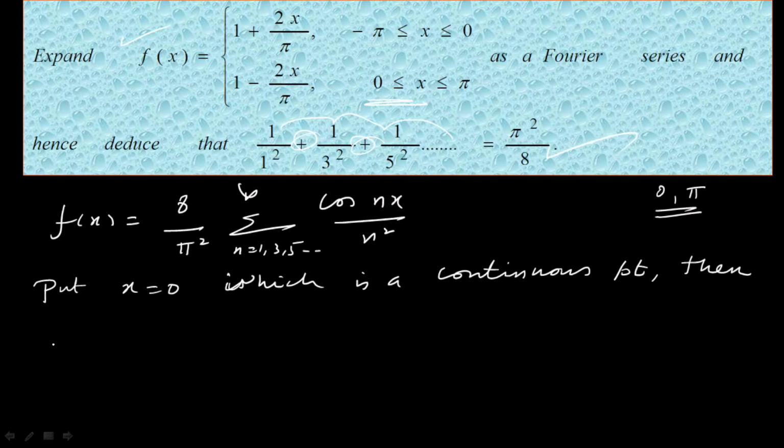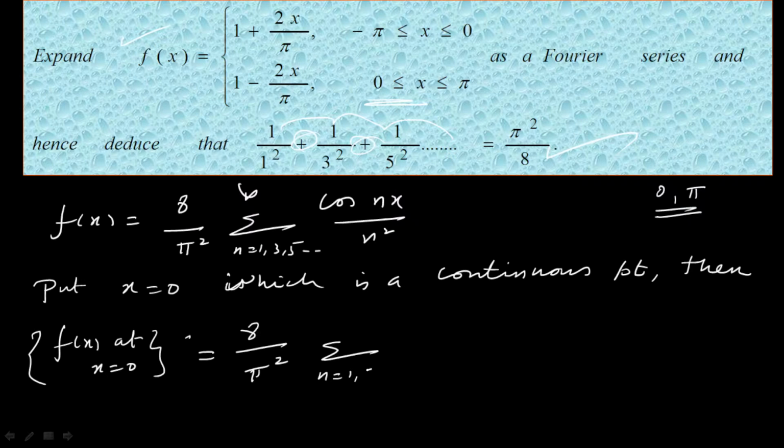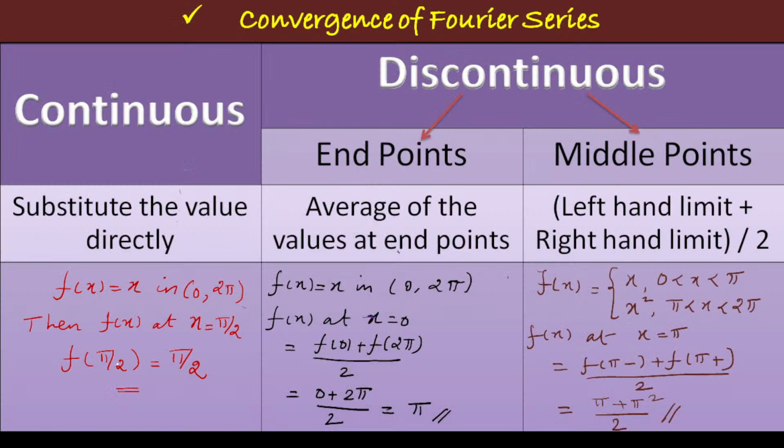Then the value of f of x at x equal to 0 is equal to 8 divided by pi square sigma n varies from 1, 3, 5 to infinity, cos 0 divided by n square. Here you replace x by 0, and here also you replace x by 0. So in this equation we calculate the function value at x equal to 0, and cosine 0 value you know already. What is the value of cos 0? It is 1, so we get 1 divided by n square. How to find the value of f of x at x equal to 0? I will show you the table for your clear understanding.